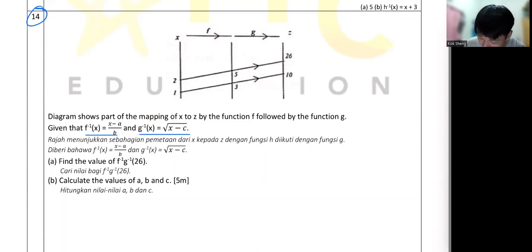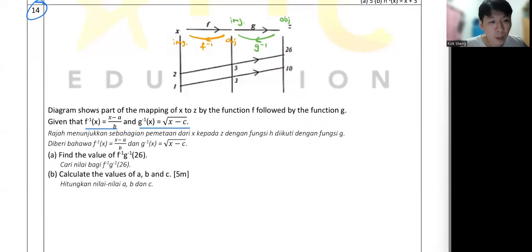Okay, so I plot here again. Again, the inverse is the object and image reversed. So for g, it will be g negative 1. So this is object and this is image. Next one, for f will also be right to left. This is object. This is image. Okay, so good idea. Yes, we can start question A now.